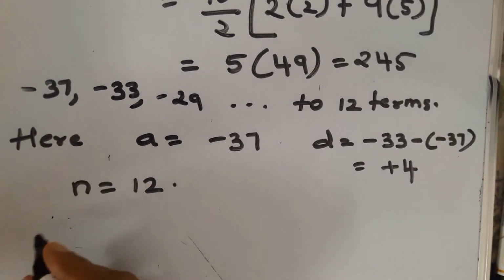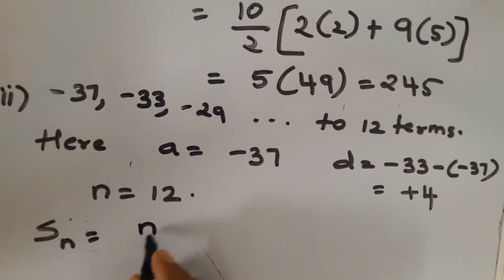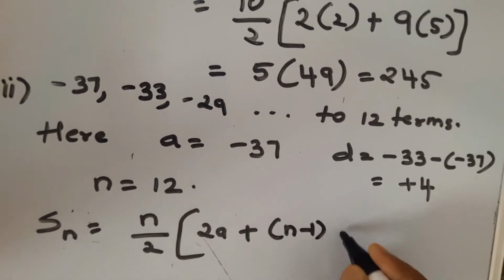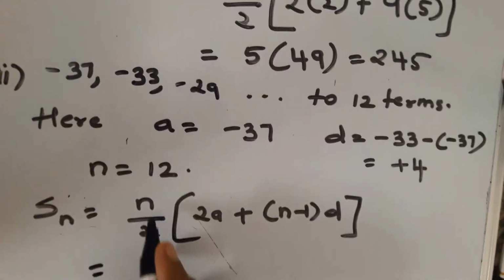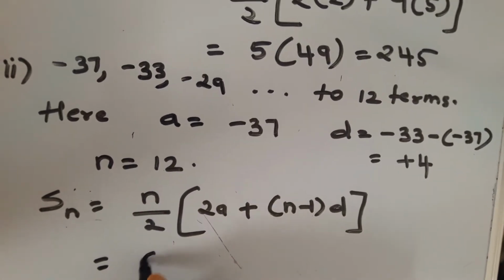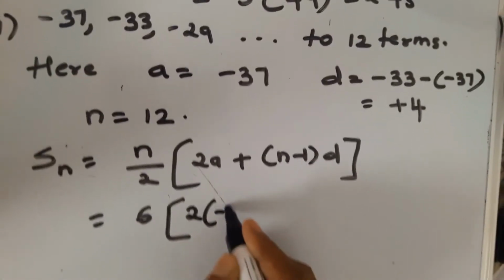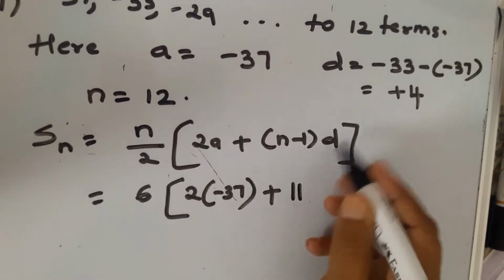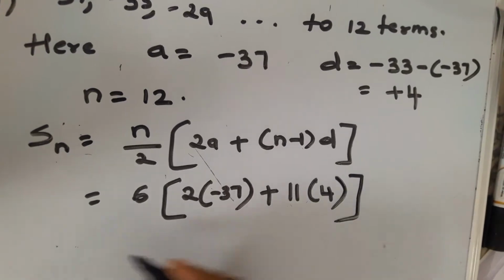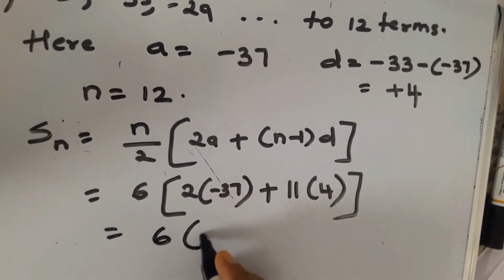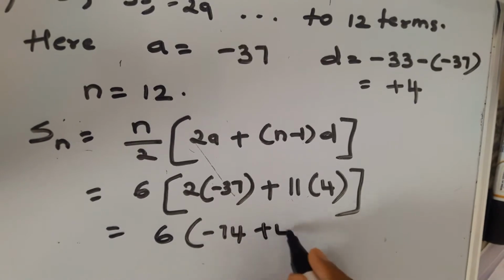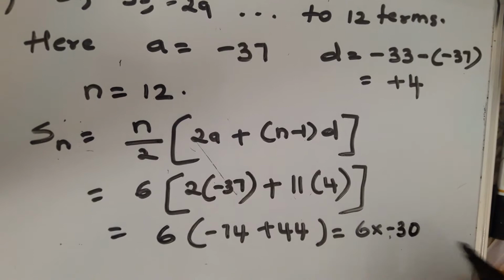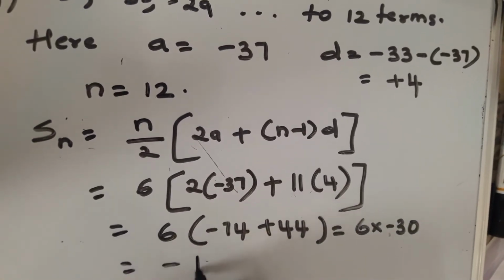So what are we supposed to find? Sn. What is the formula? n by 2 into 2a plus n minus 1 into d. Substitute: n is 12, so 12 by 2 is 6, and 2a is minus 37 times 2, plus n minus 1, 12 minus 1 is 11, and d is 4. Simplify this: 6 into minus 74 plus 44. That is equal to 6 into minus 30, which will give you minus 180.